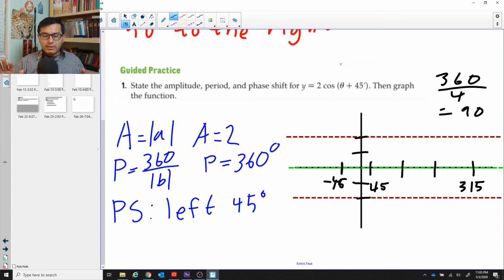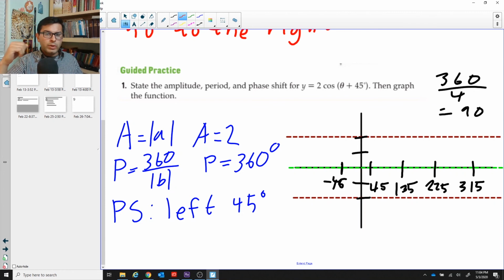I understand this is not completely to scale. It should be the exact same distance on either side, but I'm not perfect. So adding 90 again, we get 135, then we get 225, and we have all of our marks and all the information necessary to be able to graph our trig function.